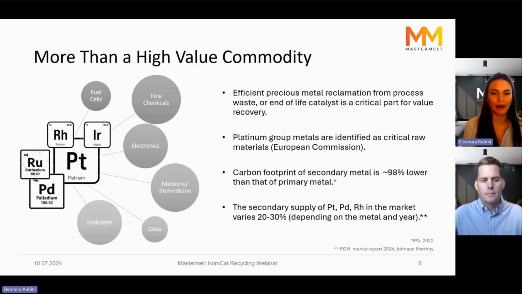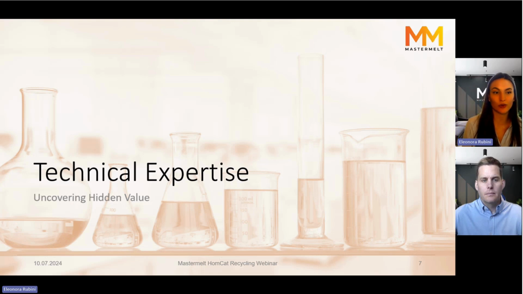But once you do have some precious metals in your catalyst or in your possession, then make sure to keep it in the loop and make sure not to just discard it because you don't know how to recycle it. There are always solutions to find, and keeping it inside of the economy is extremely important. We will now hit the more technical part and try to uncover a little bit where this hidden value can be found. So I will leave you with my colleague to describe a little bit our different material streams.